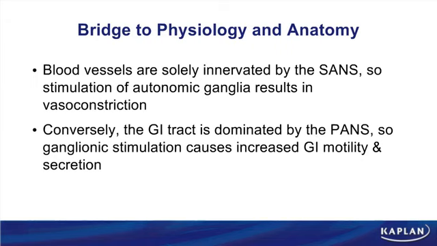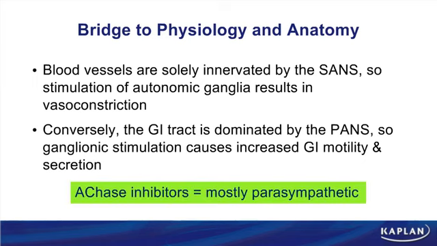All others, it's parasympathetic. This is the reason why, if you give somebody an acetylcholinesterase inhibitor and you raise the levels of acetylcholine, that means you're going to potentially activate all sympathetic and all parasympathetic pathways. So why is it that the effects of an acetylcholinesterase inhibitor look mostly parasympathetic? It's because parasympathetic is the dominant system for most organs.